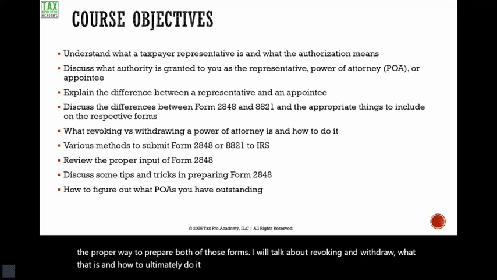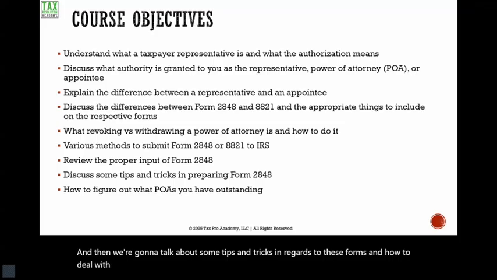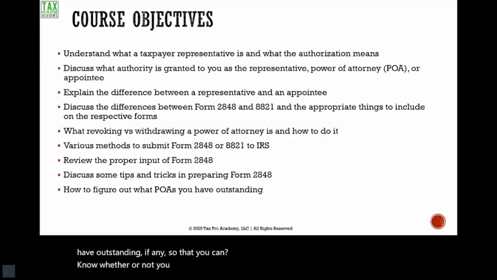We're going to talk about the various methods to submit these documents and get them to the IRS. And then we're going to talk about some tips and tricks in regards to these forms and how to deal with them. And then at the end of the day, how do you know what powers of attorney you have outstanding, if any, so that you can know whether or not you should get rid of something? Okay.